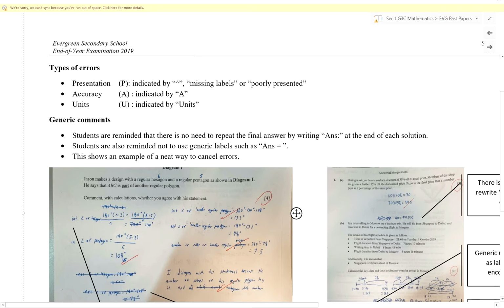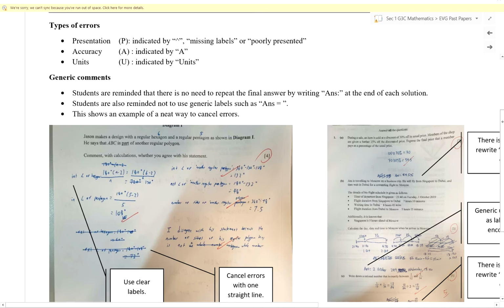Presentation error. So sometimes when you just do all your working without any labels, we will deduct 1 mark for your presentation. Now accuracy, if you did not round off to the correct significant figure, or there's an error in rounding off, you also can be penalized 1 mark. And if you do not state the units or you state incorrect units, you will also be penalized.